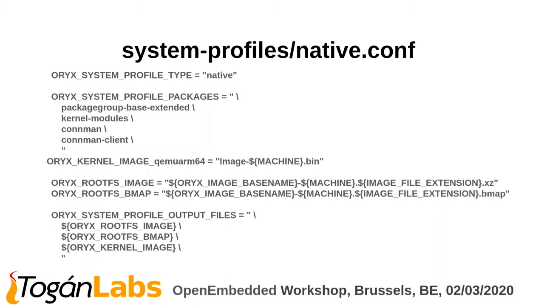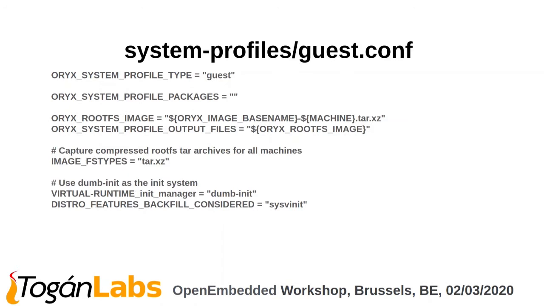So in this case, it's the native profile for the system. We're going to say these are profiles or packages that we install for any system that's native, any system that's actually running on bare metal. We're going to define the block map. We're going to define where the root FS image is and some of the output files. It's pretty straightforward here. And then we have the guest, which is also pretty straightforward.